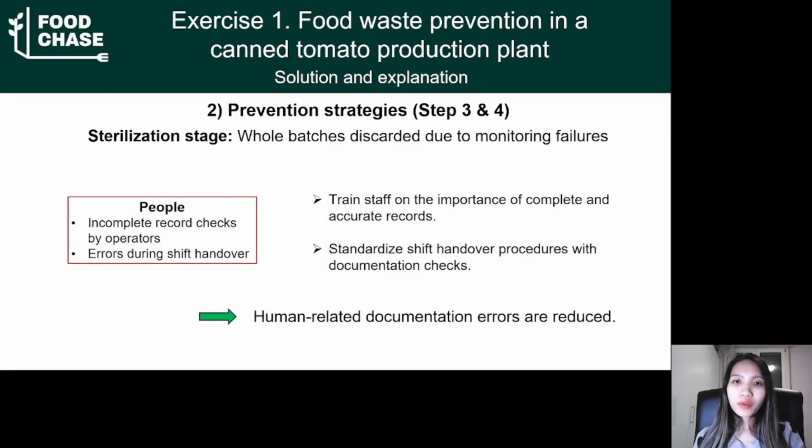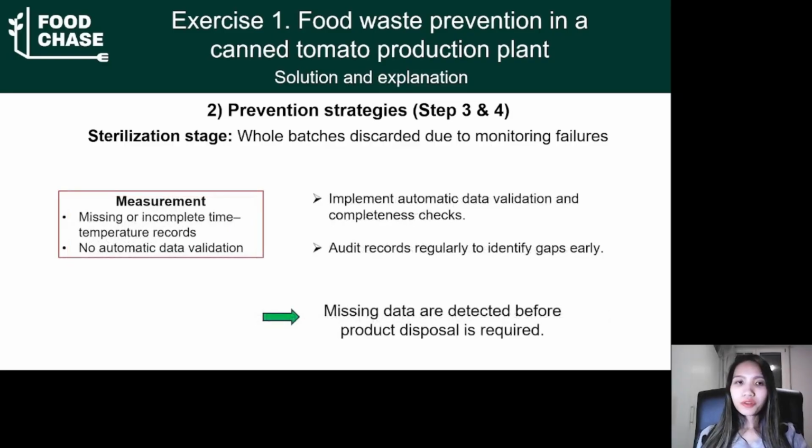About the employees, we can train staff or operators on the importance of complete and accurate records and standardize shift handover procedure with documentation check. So human-related documentation errors are reduced. For the measurement category, we can implement automatic data validation and completeness checks and audit records regularly to identify gaps early. With this solution, the data gaps are detected before product disposal is required.